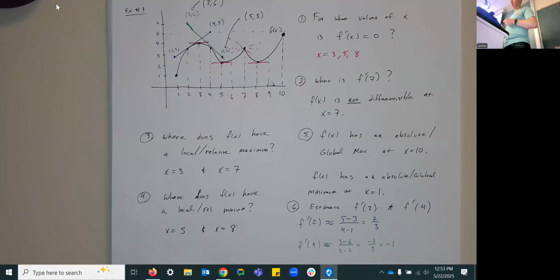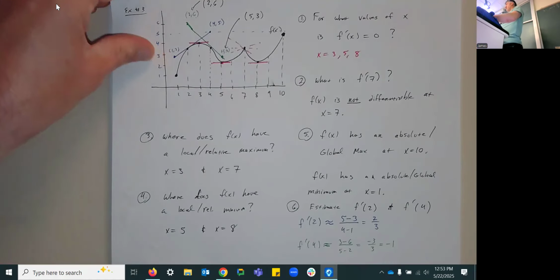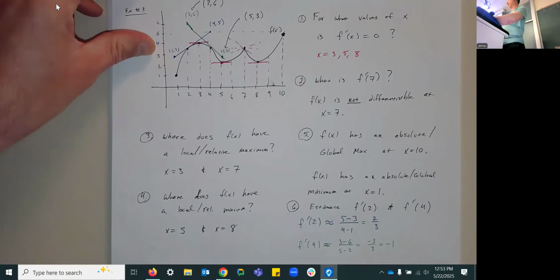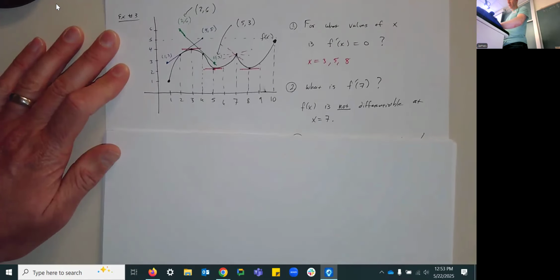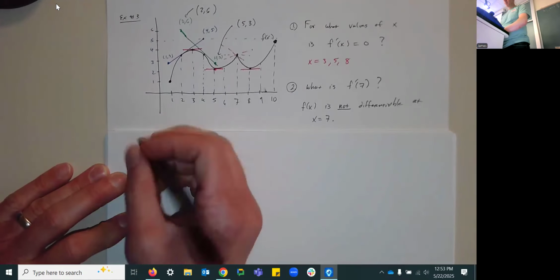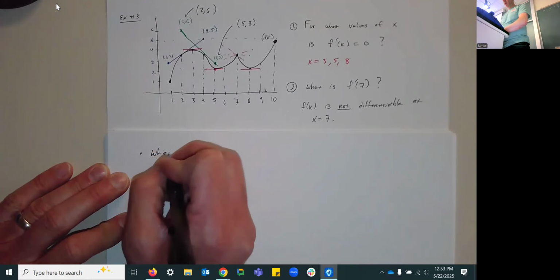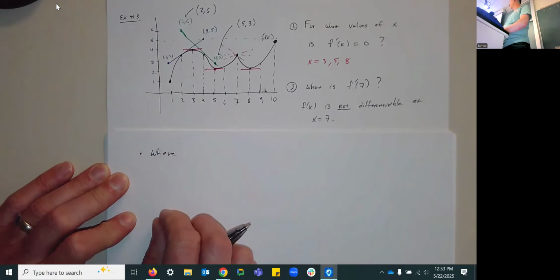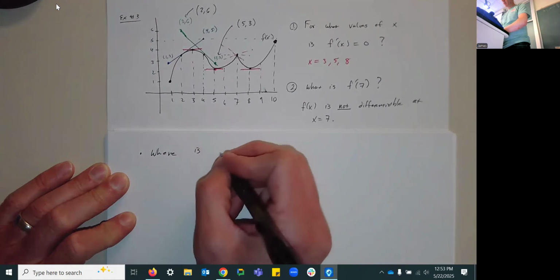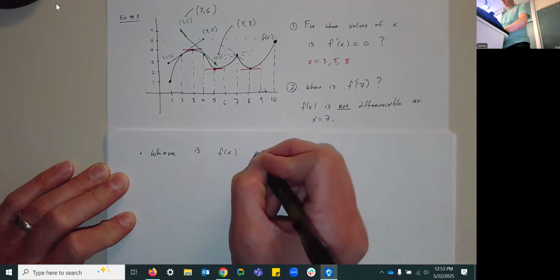The other thing I wanted to ask about here is a question which is kind of leading into what we're doing next, which is talking about finding absolute and local extrema and talking about where a function is increasing or decreasing. So where, again, where meaning what x values is f of x increasing?